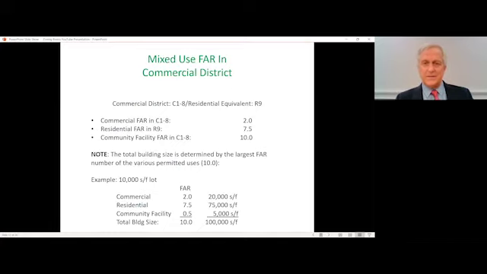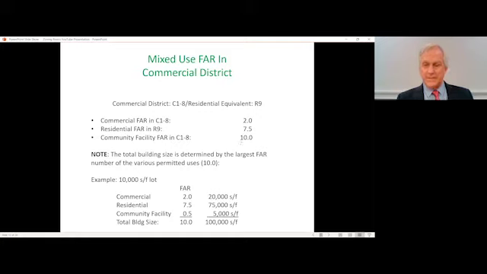So now you're in a mixed use. What's the mixed use FAR in a commercial district? Remember, we're in a C18 and the residential equivalent is R9. How does this all work? It's actually relatively straightforward. The commercial FAR in C18 is 2.0. We know that. The residential FAR is the R9 equivalent, which is 7.5. We looked at that before. And then if you go to the community facility FAR chart, which I did, the community facility FAR in the C18 is 10.0. So here we have in a sample of a commercial district, a C18, getting 3 different FAR numbers. So what is it that you can build?